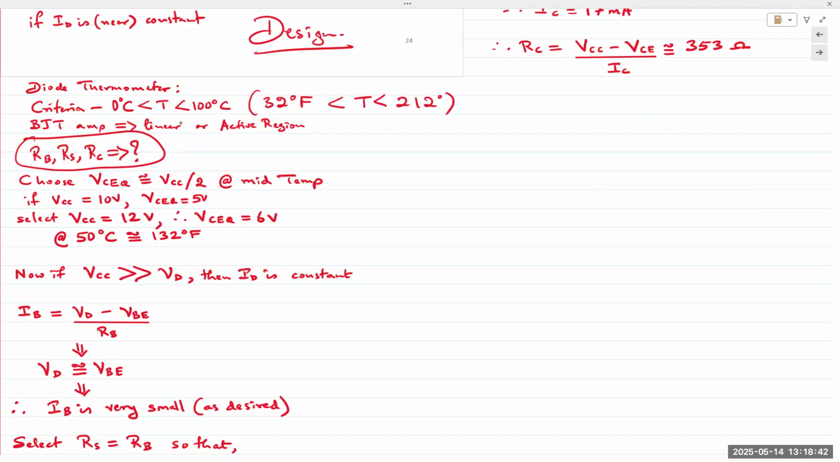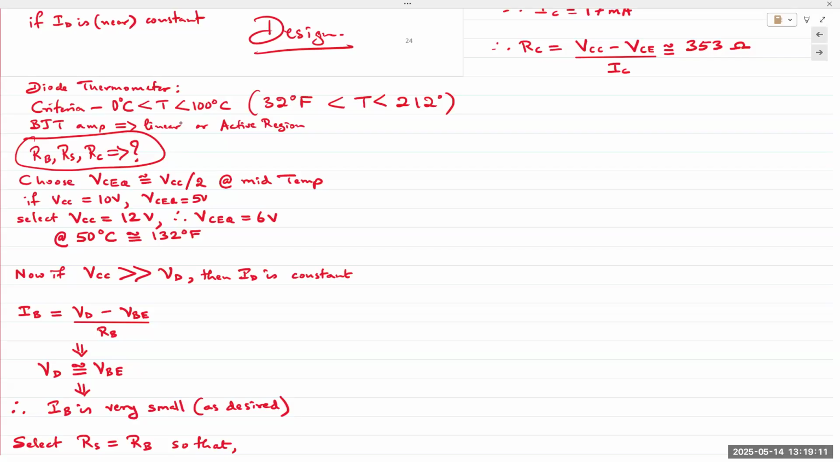Most of the scientific engineering work is done in degrees Celsius, and imperial units Fahrenheit are used for everyday usage. So between 0 degrees C and 100 degrees C is where we want our diode temperature sensor to function, which translates to 32 Fahrenheit and 212 Fahrenheit.